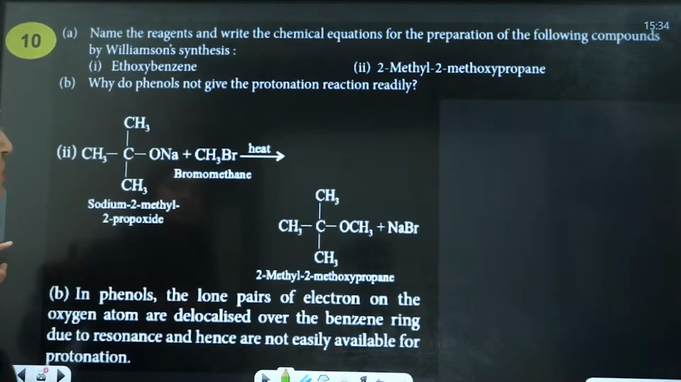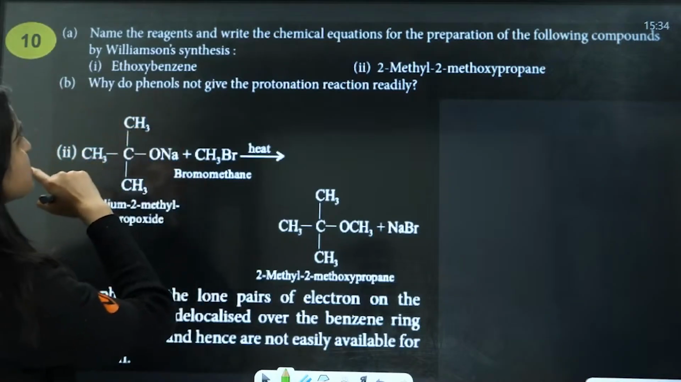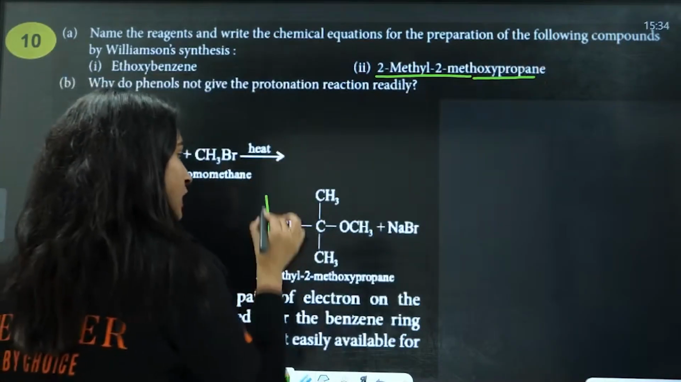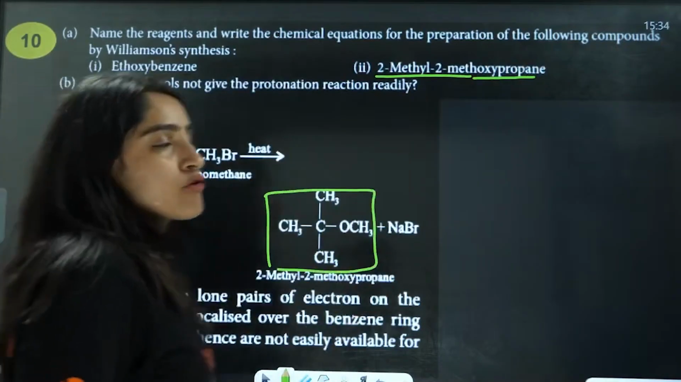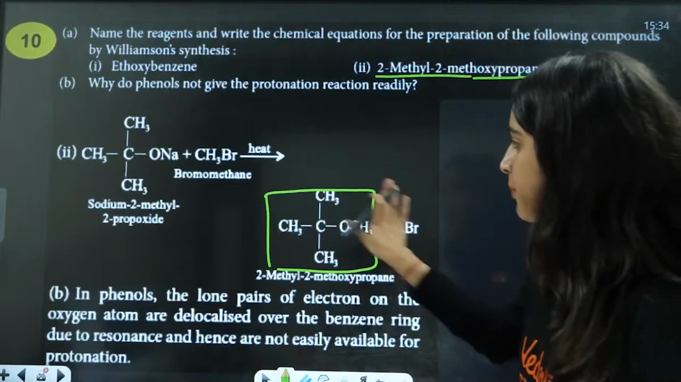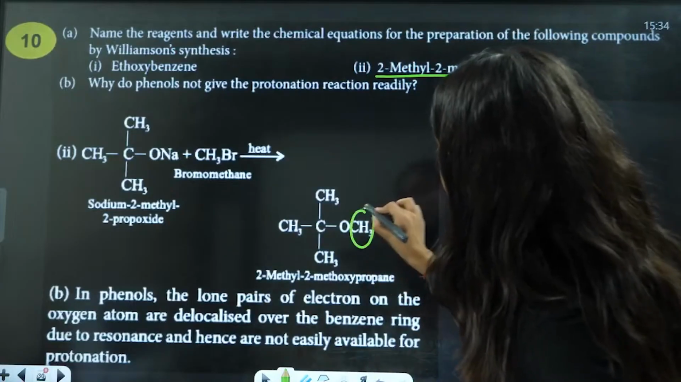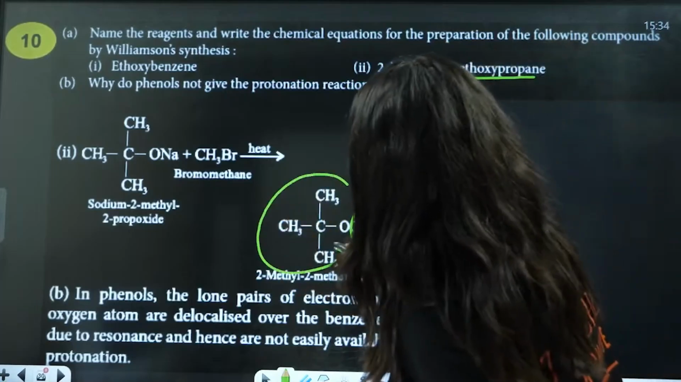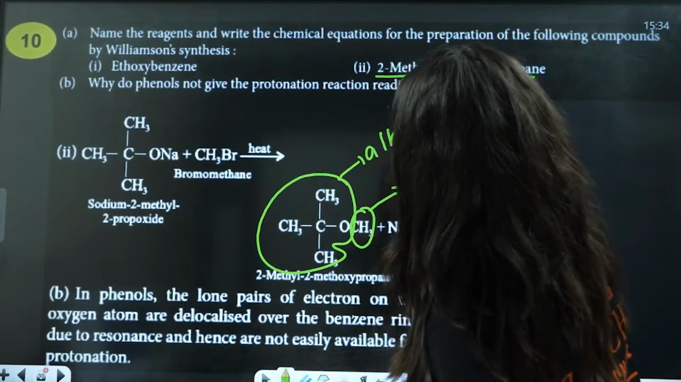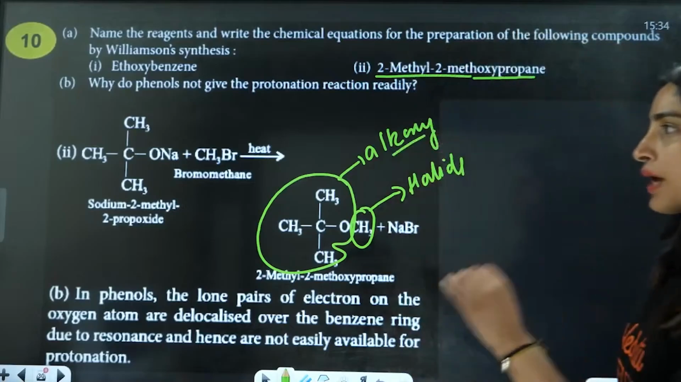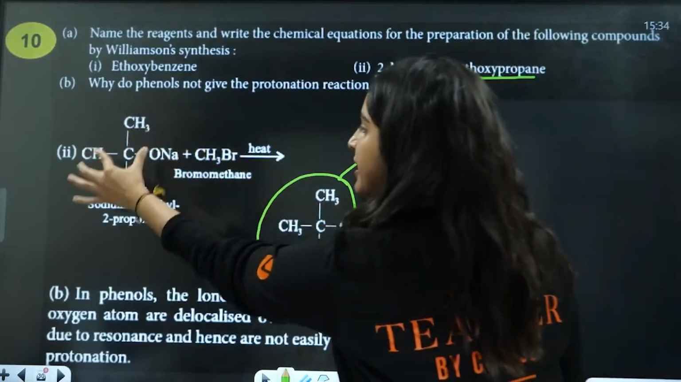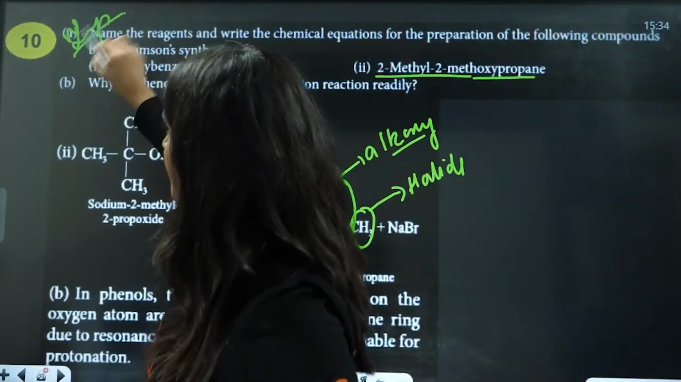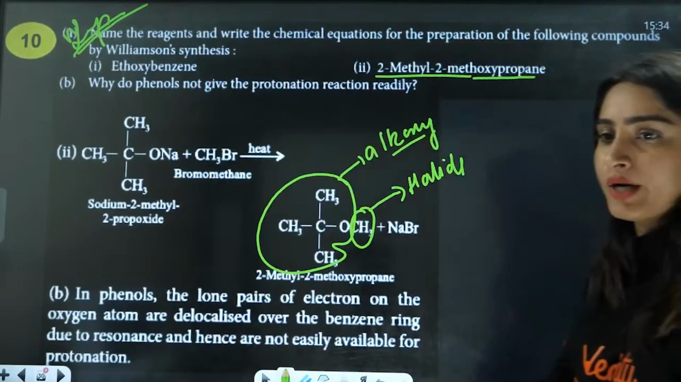Next question is for 2-methoxypropane. That is this one. For 2-methoxypropane, here this should be the halide part, and this should be the alkoxy part. So we have taken this as the halide part and this as the alkoxy part. This is a very, very important reaction.